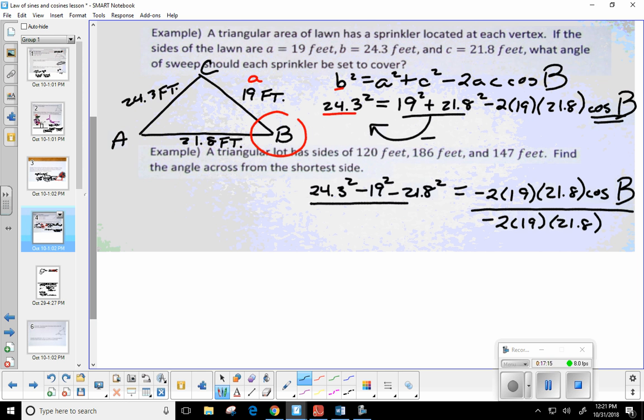I'm going to do the same thing over here. Negative 2 times 19 times 21.8. So all of those guys are going to cancel. Now I've got cosine of B is equal to this expression. Is everybody okay with what I did? Subtract the 2 first terms over, then divide by that product. Well, now, let's go ahead and figure out what that is. Let's put it in the calculator.